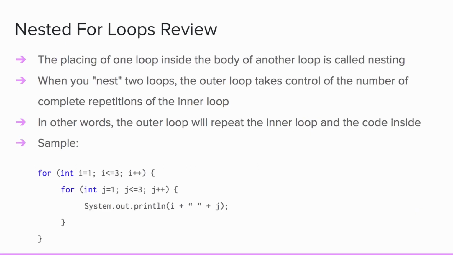First, let's do a quick review of nested for loops. A nested for loop means that we have a for loop inside the body of another for loop. When you nest two loops, the outer loop will repeat the inner loop and the code inside. If you want a more in-depth review of nested for loops, we recommend that you watch our previous video before continuing this one.